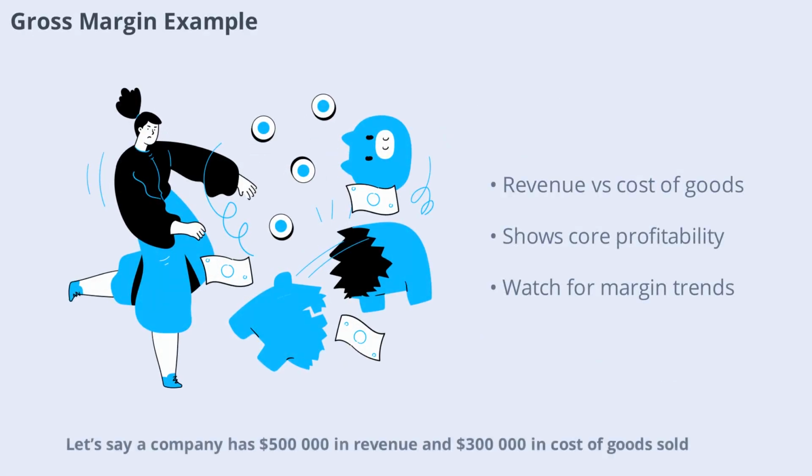Say a company has $500,000 in revenue and $300,000 in cost of goods sold. The gross profit is $200,000, so the gross profit margin is 40%. This means that for every dollar of sales, the company keeps 40 cents after paying for the products it sells. A declining gross margin could indicate rising costs or increased competition.